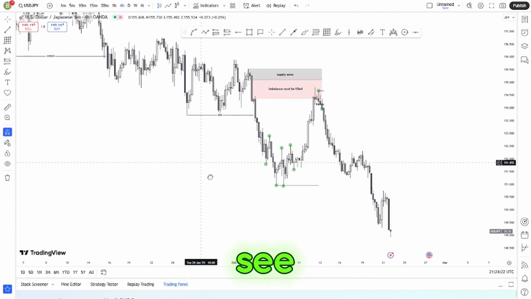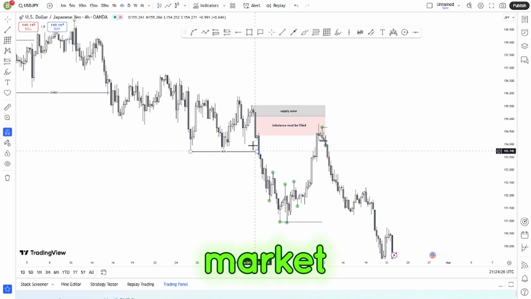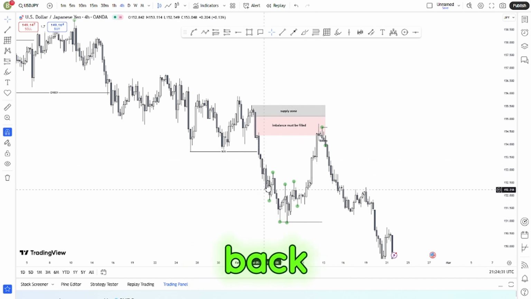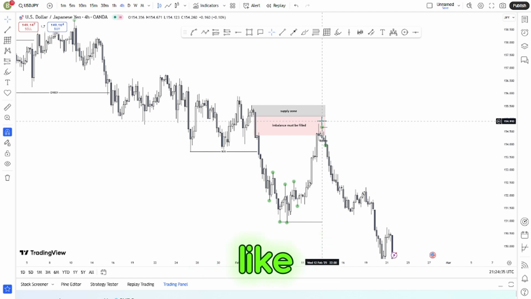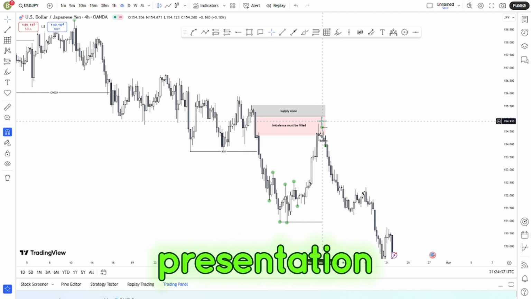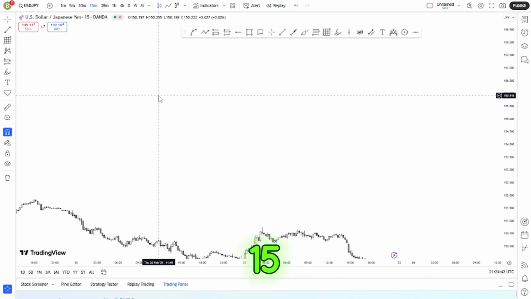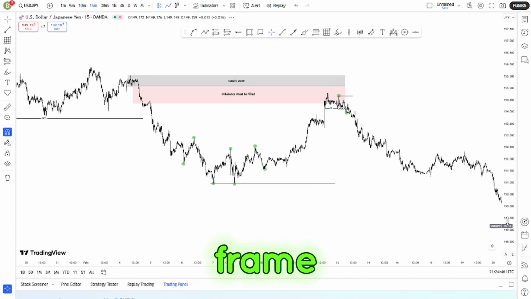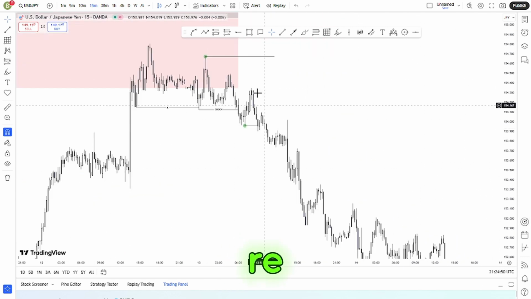As you can obviously see here, the market was creating lower lows and lower highs. So whenever the market is giving you those selling opportunities or the selling pressure, it has to come back internally, and then whenever it reaches a POI or point of interest, like I said in my presentation, you need a realignment on the lower time frame, of which it's the 15, depending on how you trade, or the 5-minute time frame. It doesn't matter. So as you can see here, we get that realignment on the lower time frame, the 15-minute.